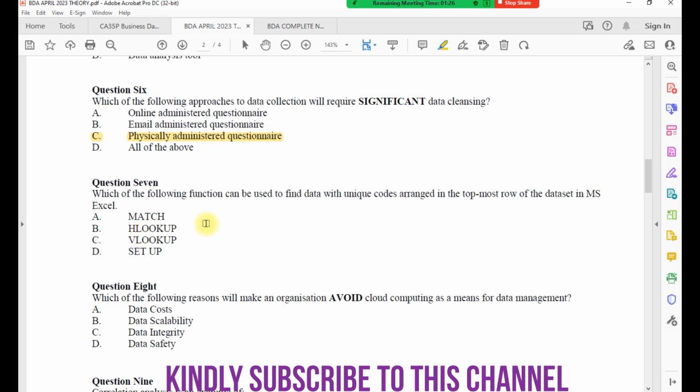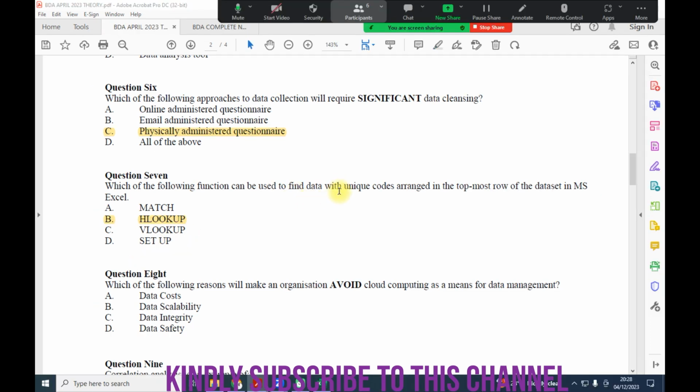Which one of the following functions can be used to find data with unique codes arranged in the top row of the data set in MS Excel? Do we use the match, the H lookup, the V lookup, or the setup? It is used to find data with unique codes arranged in the topmost row. So here was the topmost row of the data set in MS Excel.